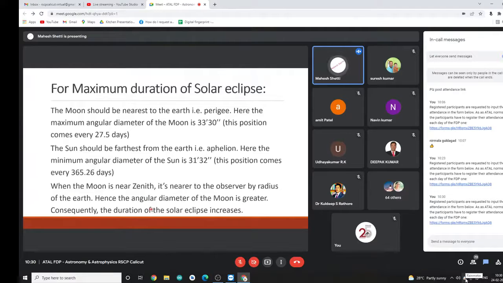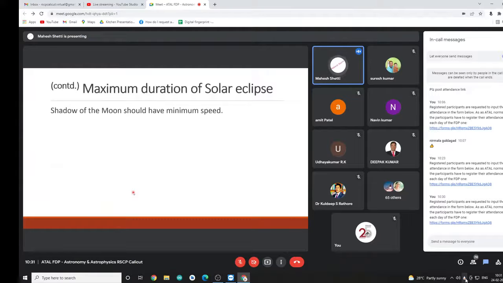Consequently, the duration of the solar eclipse is also going to increase because of that. There are other parameters for maximum duration of a solar eclipse, but two important parameters: the moon should be near perigee, okay, and wherever the eclipse is taking place, the moon should be near zenith.